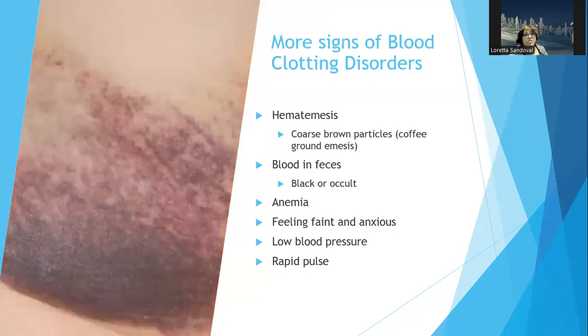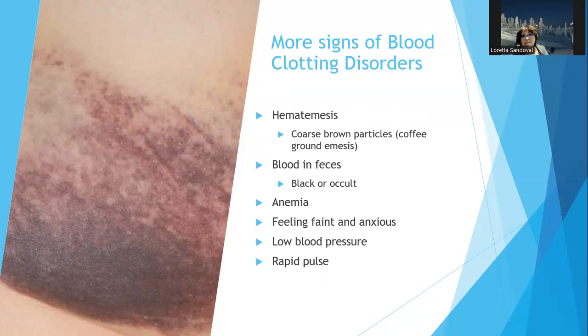So this is a picture of an ecchymosis. Looks like a bruise, very deep bruise, but it's caused from internal bleeding. More signs of blood clotting disorders include hematemesis, which is coffee ground emesis, sometimes they'll call it. It's coarse brown particles in your vomit. Emesis is vomit. So the coarse brown particles are little clots of blood, is what they are. Blood in the feces, either black or occult. Occult meaning you can't see it, but you can see it under the microscope. You can't see it with your eyes.